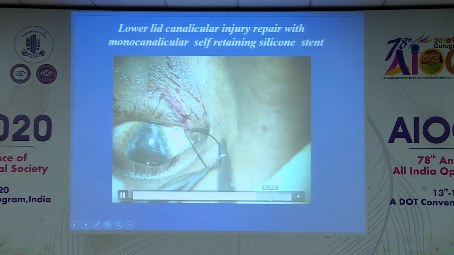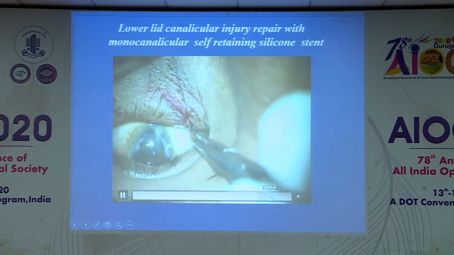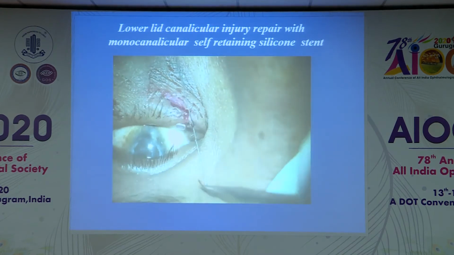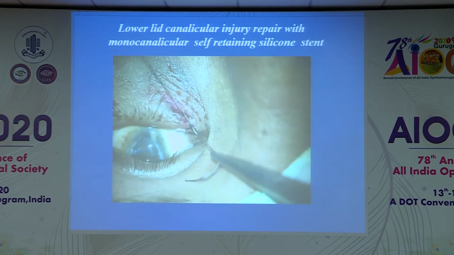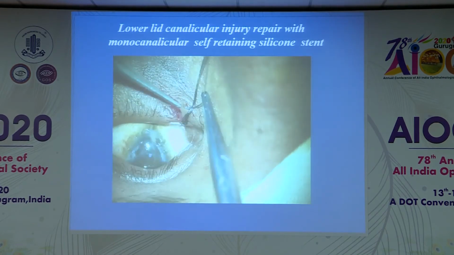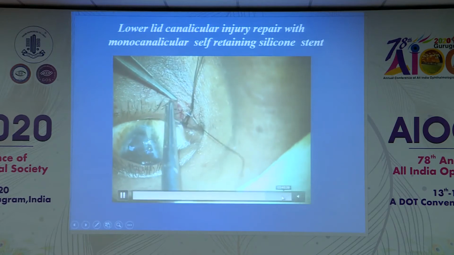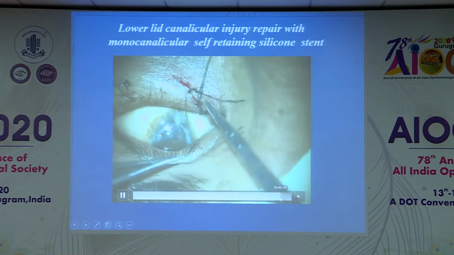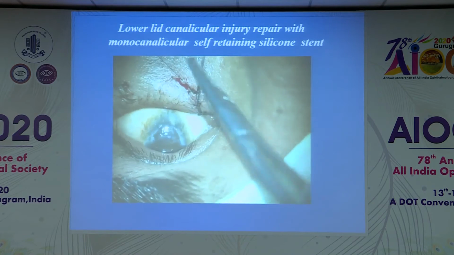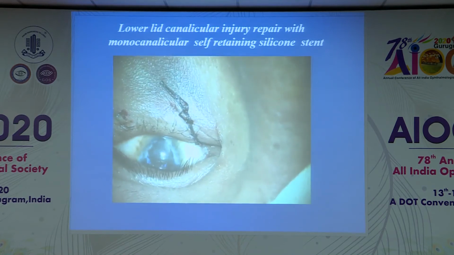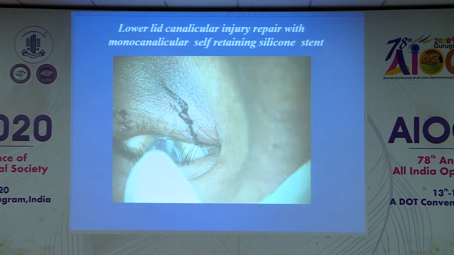You can use Vicryl or 6-0 silk, whatever you're comfortable with. You have to leave it long, and then you have to bury it in your skin sutures. Like this, the long end can be buried while you are closing the skin.